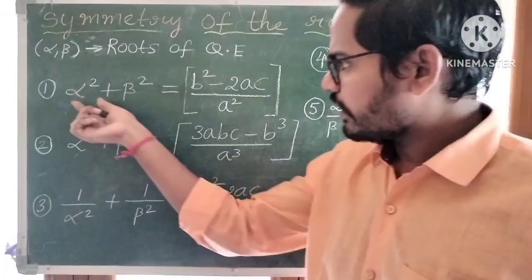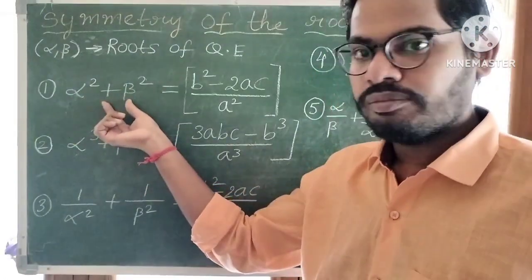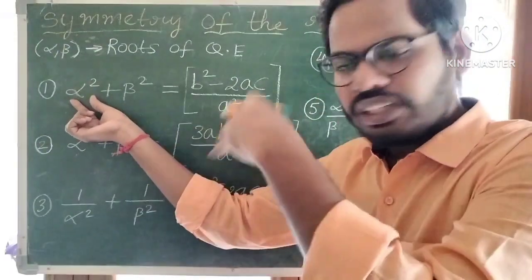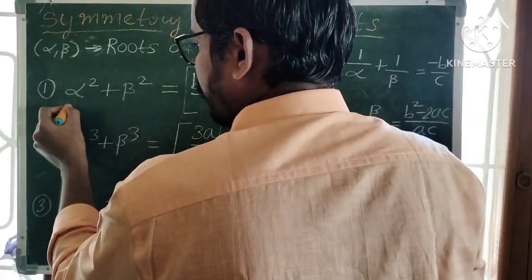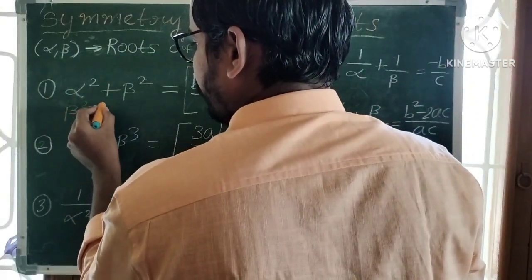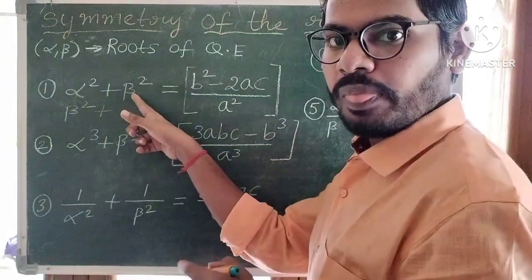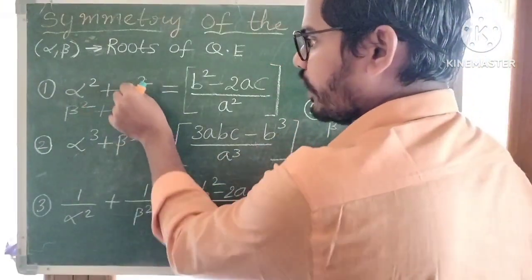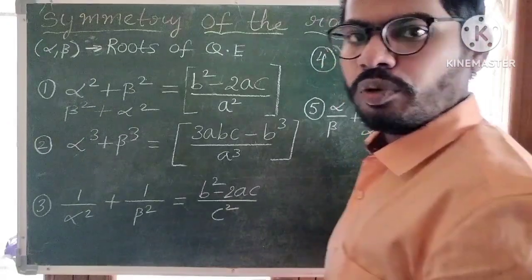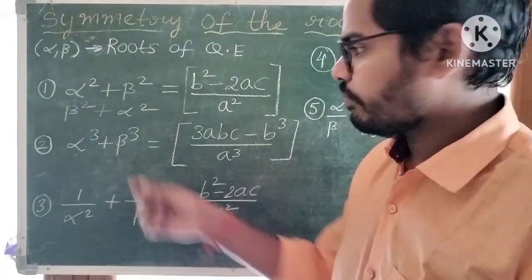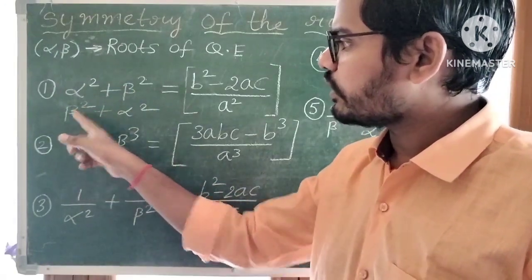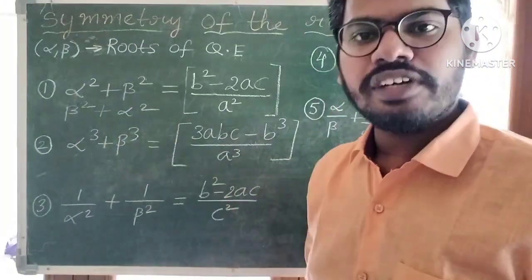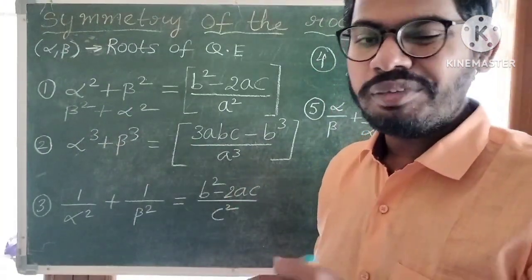For example, let us consider the expression alpha square plus beta square. If we interchange alpha and beta, this expression remains the same. In place of alpha, substitute beta, then it becomes beta square. In place of beta, replace alpha, then it becomes alpha square. Still, these two expressions remain the same. According to the commutative property, a plus b is equal to b plus a. Similarly, alpha square plus beta square is also the same as beta square plus alpha square. So this type of expression is called a symmetric expression or symmetric function.